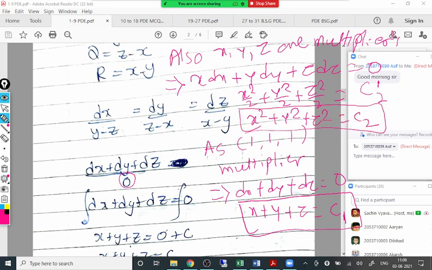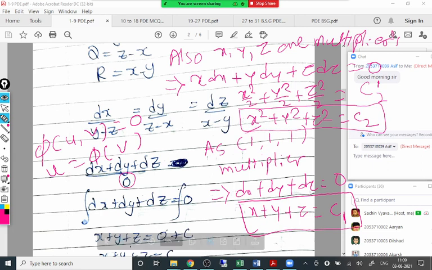Good. So that's two solutions, and when we have two solutions, we can write the final answer in two different ways. One way is a function of u comma v equal to 0, and the other way is u is equal to phi of v. Both are ways of writing the solution. Both are correct. So phi of u comma v equal to 0 means phi of x.